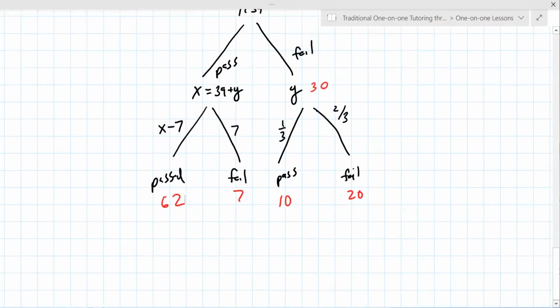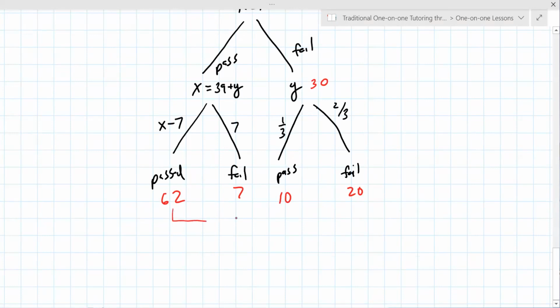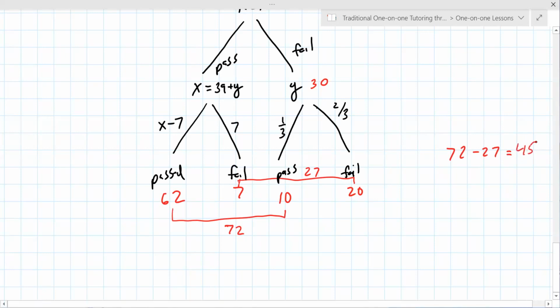Okay, so how many passed as a result of this? Oh, 72. And how many failed? 27. The difference in those, 72 minus 27, it's not 31, it's 45. It's not too far away, but it's not perfect, right?